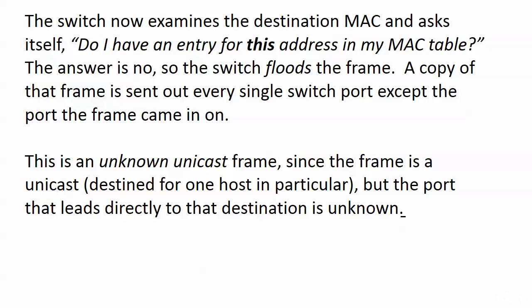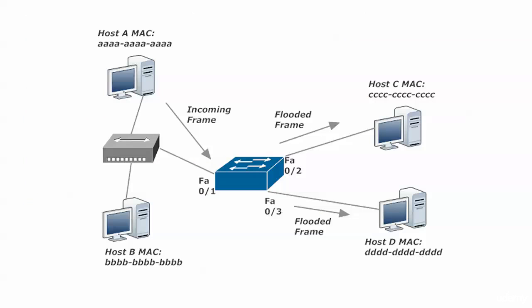A copy of that frame is going to be sent out every single switch port except the port the frame came in on. And this is not an unusual case. It happens a lot when you first power on a switch or you first add a host to the network. This is an unknown unicast frame. And that's kind of an odd name because my first thought when I saw it was, well, if it's unicast, if it's just going to one place, how can that place be unknown? Well, the frame is a unicast. It's destined for one host in particular. We know that's host C. But the port that leads directly to that destination is unknown by the switch.